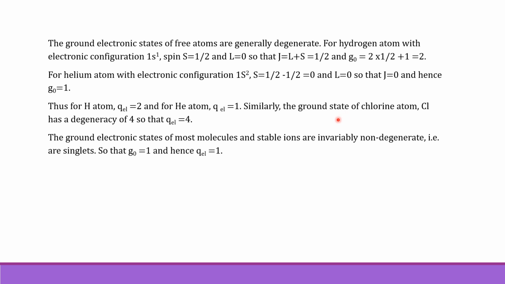Similarly, the ground state of chlorine atom has a degeneracy of 4, so that the value of the electronic partition function comes out to be 4. The ground electronic states of most molecules and stable ions are invariably non-degenerate, that is, they are singlet. So in that case, the value of g0 is equal to 1 and hence the electronic partition function is equal to 1.